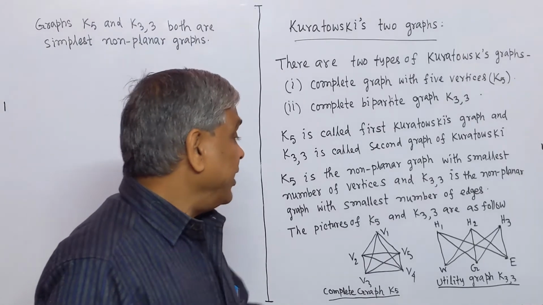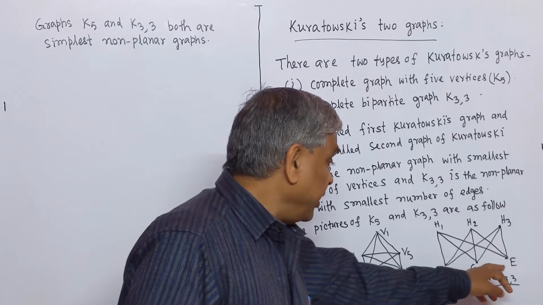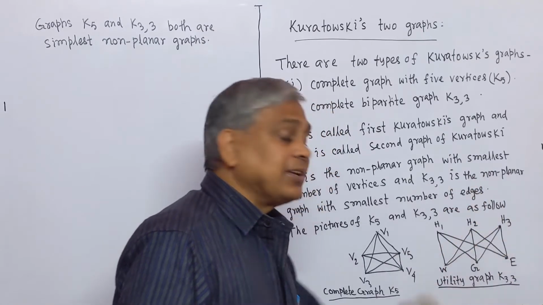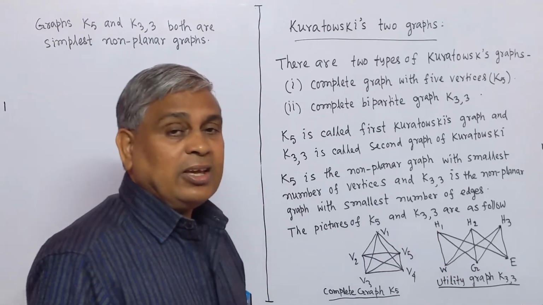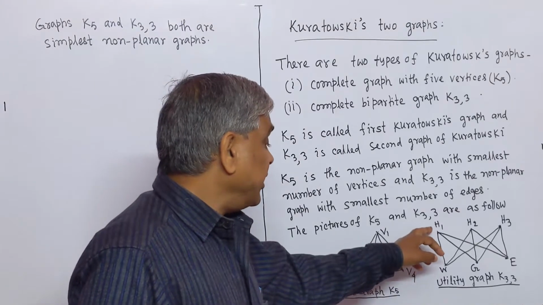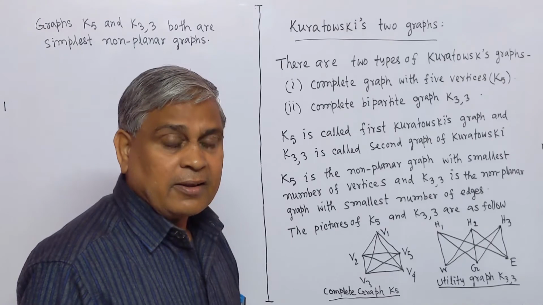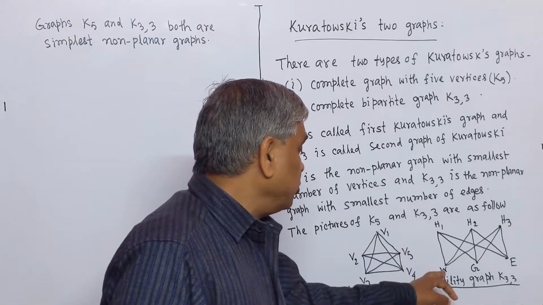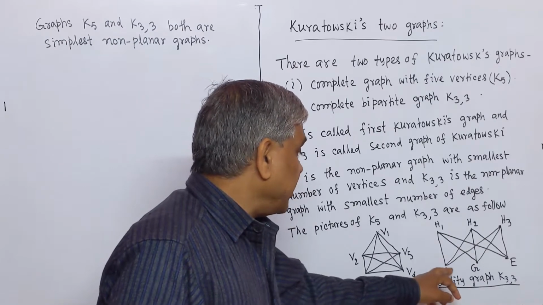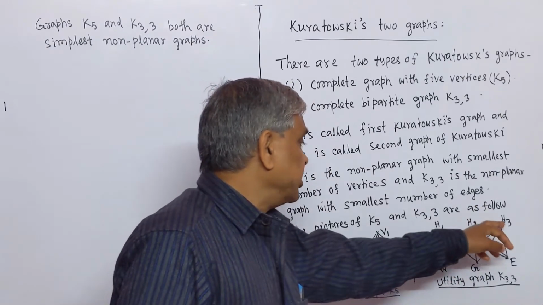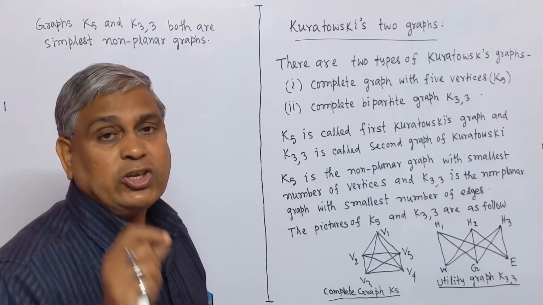Utility graph in the sense that the vertices are houses H1, H2, H3 here, and these vertices are necessary things: water, gas and electricity. We have 6 vertices and 9 edges. Each house is connected with water, gas and electricity. These are necessary things. H1 is connected with W, G and E. The house H2 is connected with water, gas and electricity, and house 3 is also connected with water, gas and electricity. So this graph is known as the utility graph.